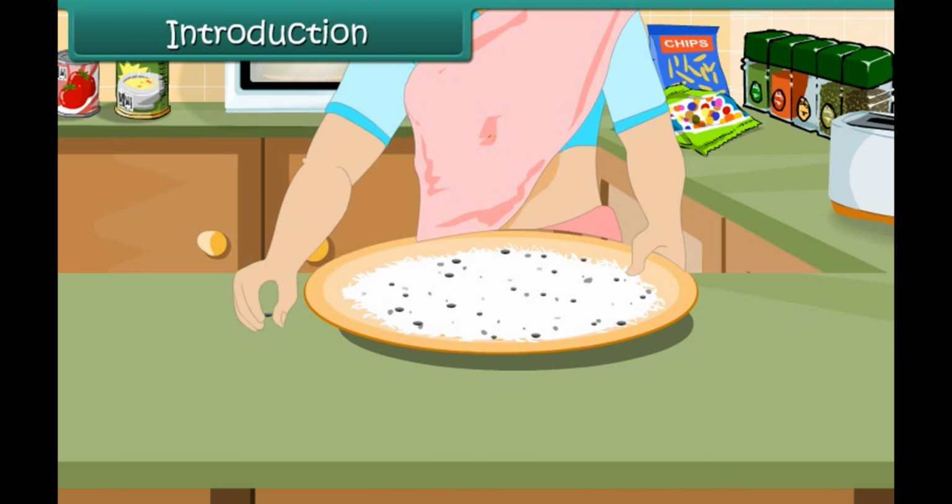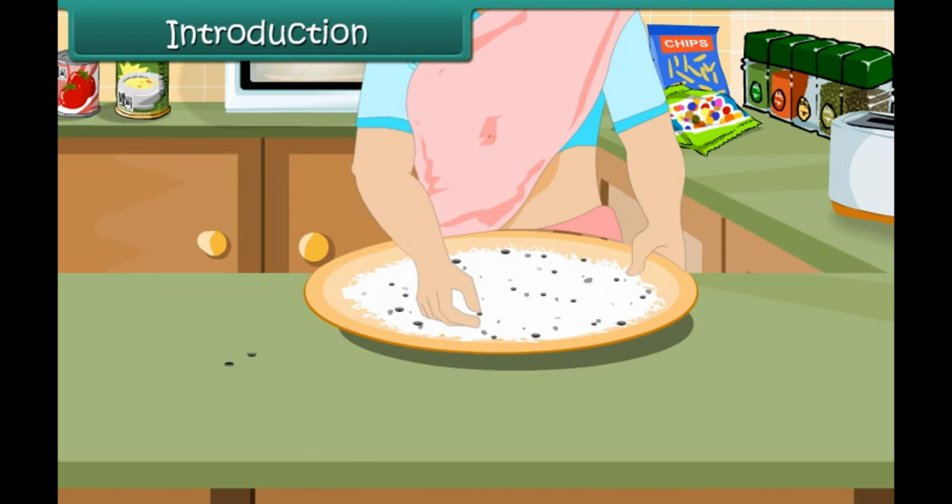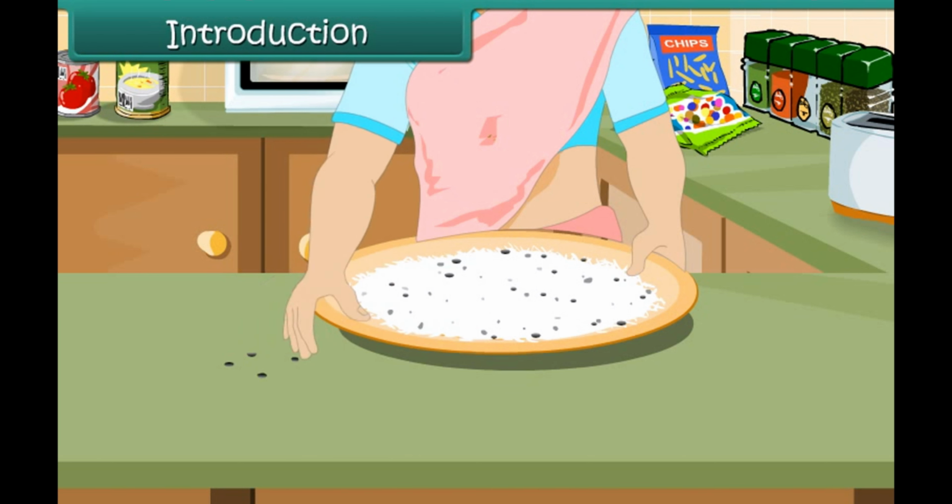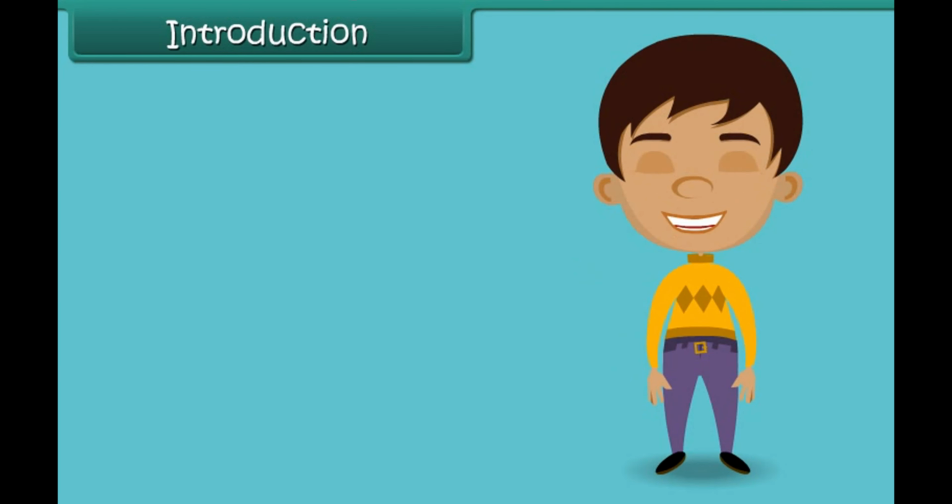You must have noticed her separating stones and other unwanted particles from rice, wheat, and pulses before cooking them. Though some impurities and undesirable particles can be removed by hand picking, it may not always be the case. In many mixtures, components are not easily separable. In such cases, some other techniques of separation are used. We will discuss the different methods of separation of substances in this lesson.